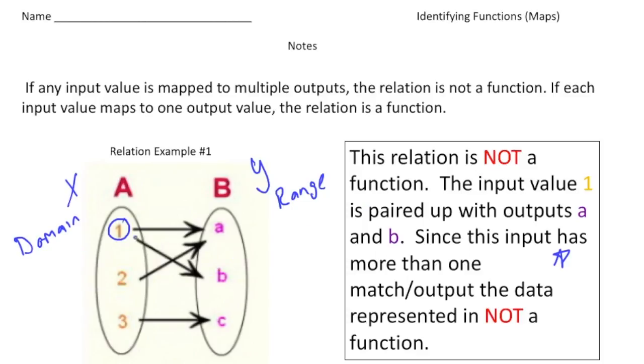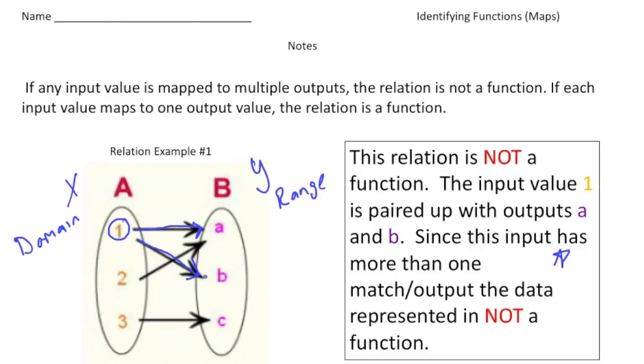Notice the one is paired up with the letter A, but it's also paired up with the letter B. Because it goes to two different Y values, right? The rule's changing. That's why it's not a function. So the number 1 can only be paired up with A, or it can only be paired up with B. That's it, not both.